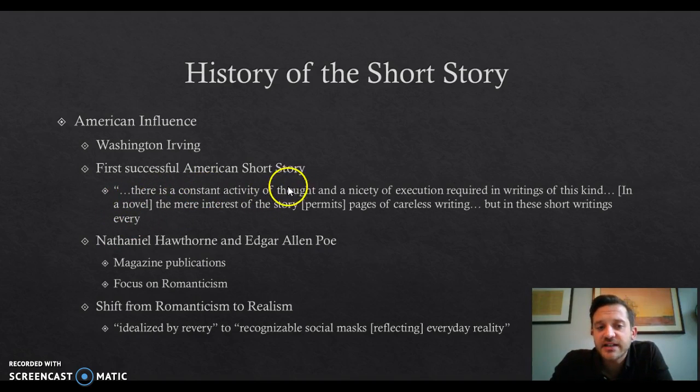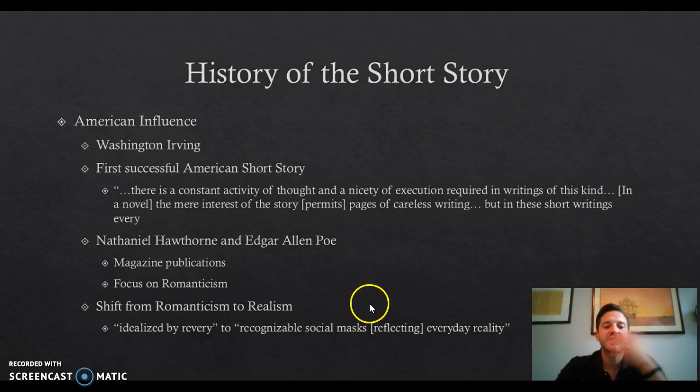There is a constant activity of thought and a nicety of execution required in writings of this kind. In a novel, the mere interest of the story permits pages of careless writing. But in these short writings... Anyway, basically, this is reinforcing the idea that in the short story, as it's evolving in America, every word must be precise.